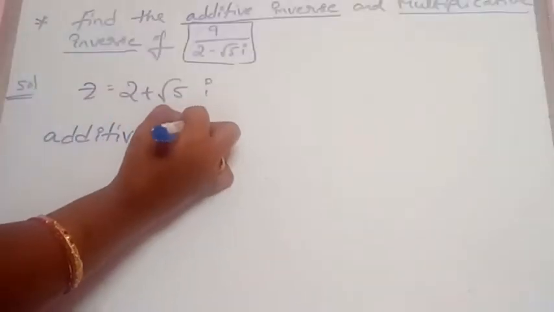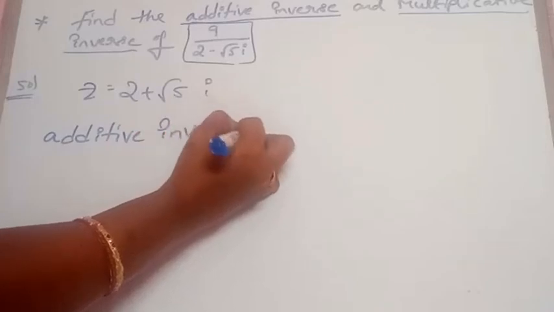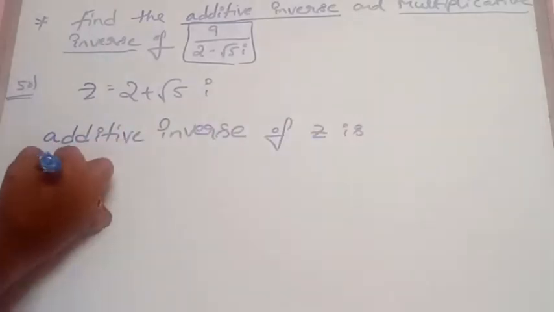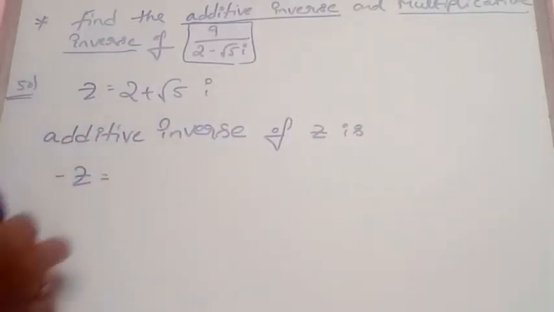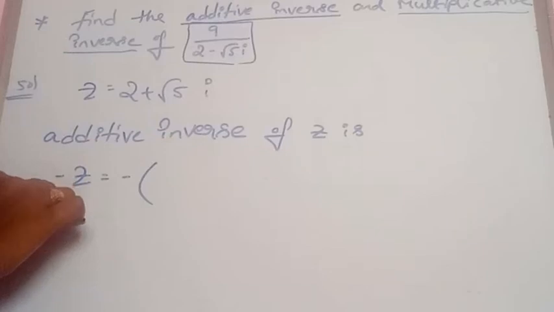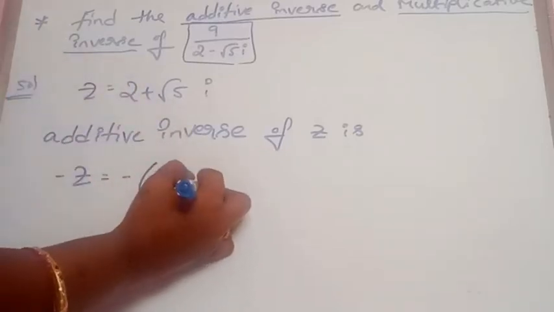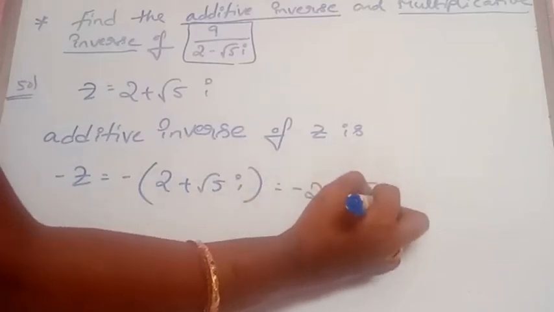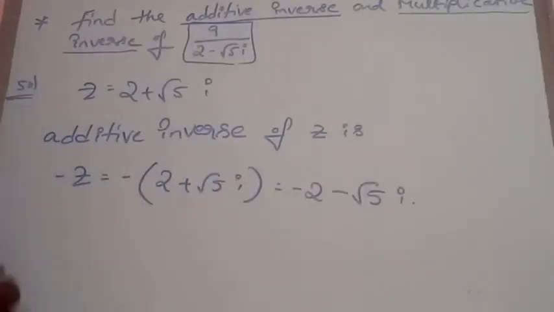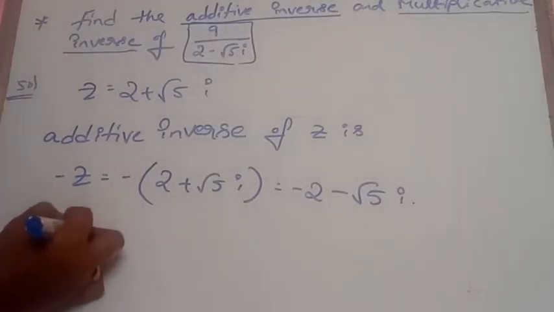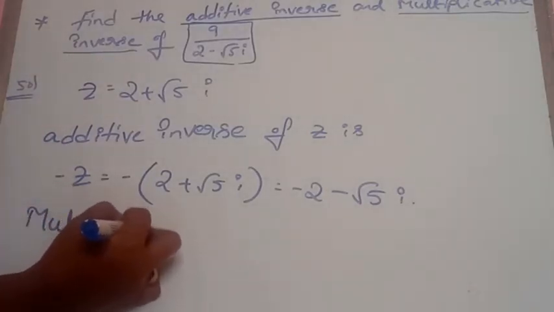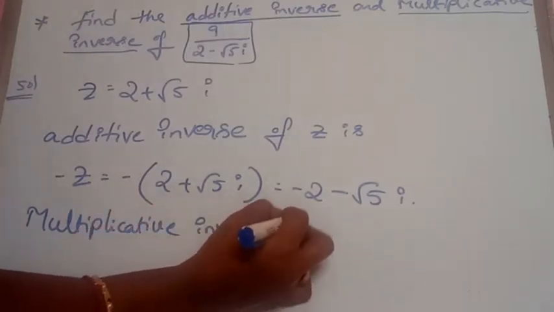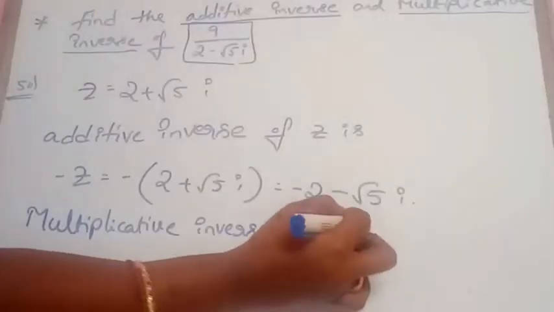Additive inverse of z is minus z. So minus, we write the z value, 2 plus root 5 into i, that is equal to minus 2 minus root 5 into i. And next we have to find the multiplicative inverse of z.